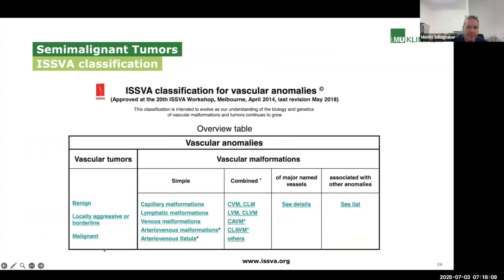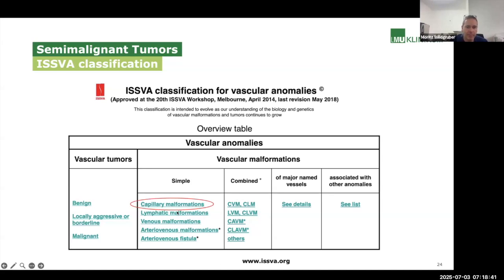The malignant vascular tumors that essentially belong to the ISSVA classification are angiosarcomas, which are rare but highly aggressive malignant tumors. They frequently cause lung metastasis, and as they derive from vascular structures, they can occur in every part of the body where there are vessels around. So every tumor essentially can be an angiosarcoma. But luckily, they are very rare because they are highly malignant.